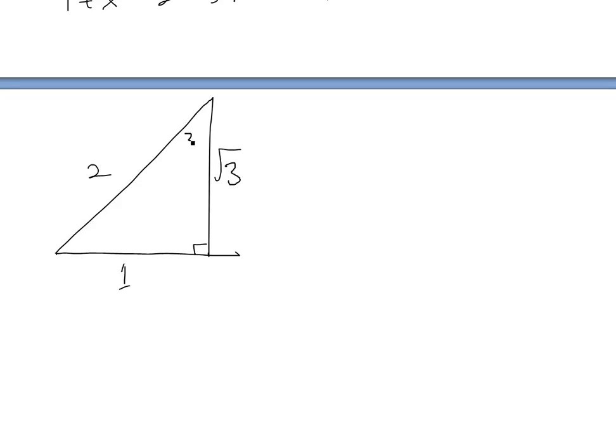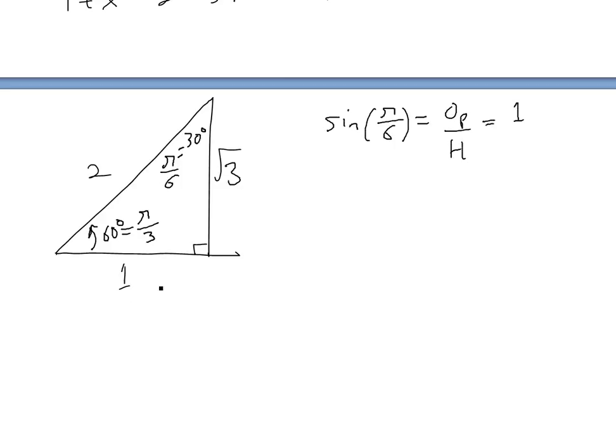And this is 30 degrees, this is 60 degrees, or this one is pi over 3, and this is pi over 6 radians. Then sine of pi over 6, as it's 30 degrees, equals, if you look at the opposite, opposite over hypotenuse. In this case, opposite is 1, and this is the hypotenuse, so we'll have 1 over 2. So that's an exact ratio.